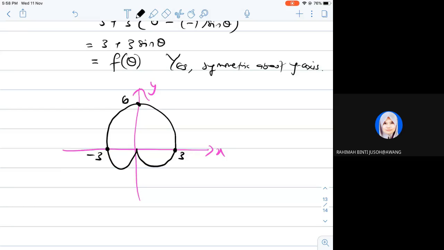Macam tu. Okay, maksud symmetric about y axis ni guys, if you fold your paper, kalau you lipat kertas, tulang dia pada paksi y ni, this point is reflected here. Itu maksud symmetric pada paksi y. Maksudnya you lipat kertas pada paksi y, you akan dapat titik 3 ni dekat sebelah kiri, negatif 3 ni. Maksudnya dia simetrik pada paksi y. You akan dapat reflection dia. Understand?